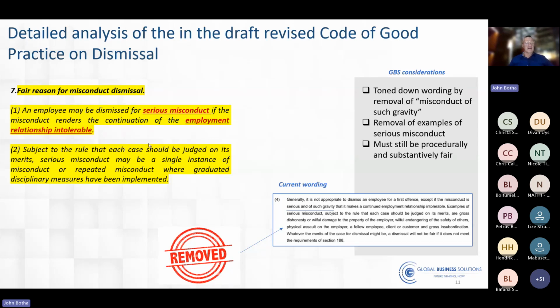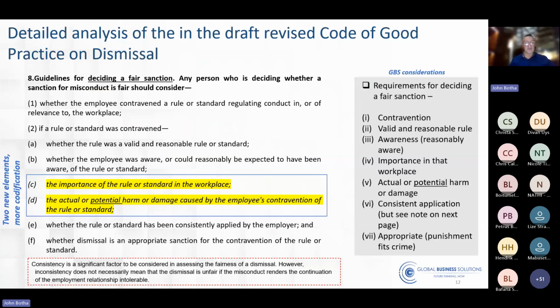And yes, it's on the merits of each case, but it's not saying serious and of such gravity. It's just saying if it is intolerable. So I think in future, we're going to have better justification for dismissal on intolerability.